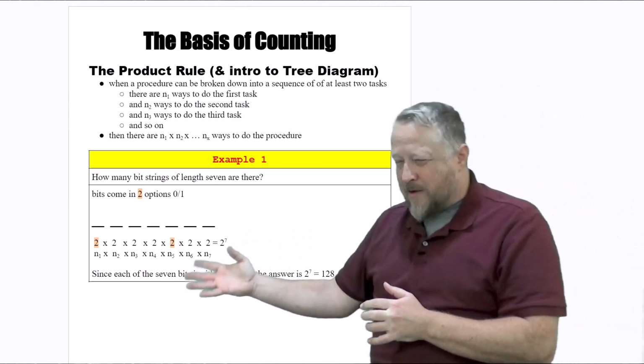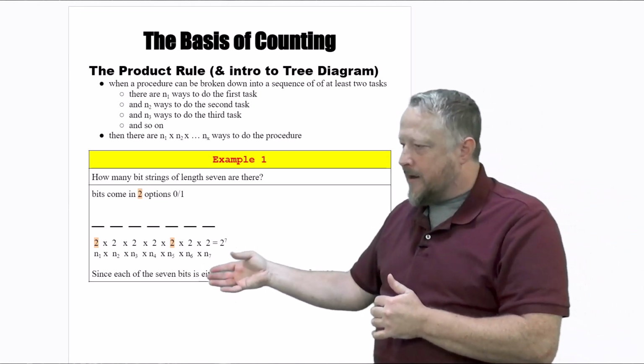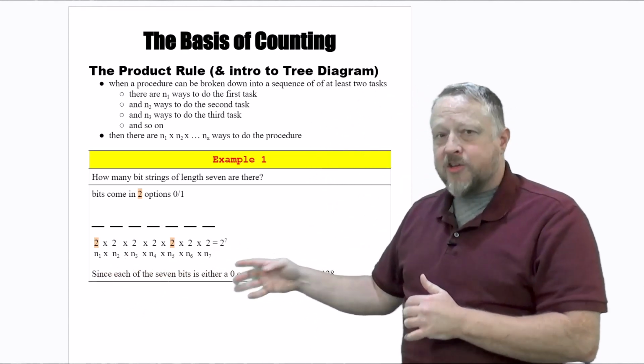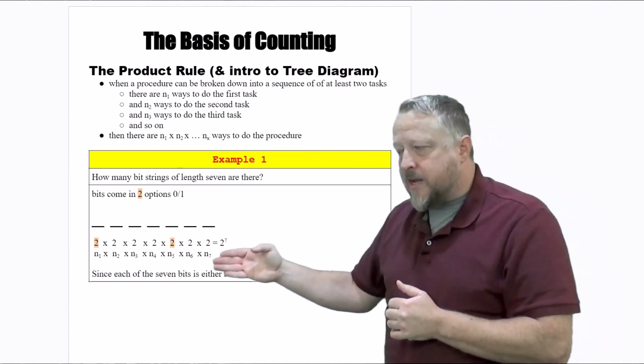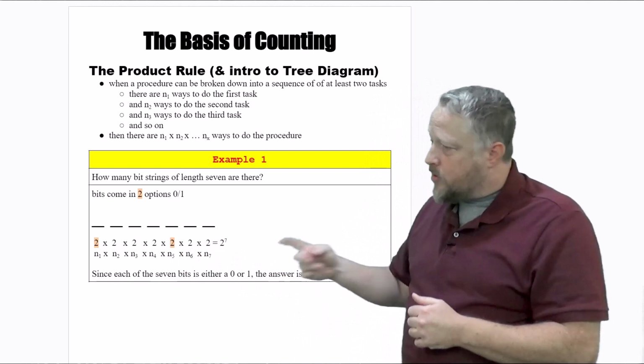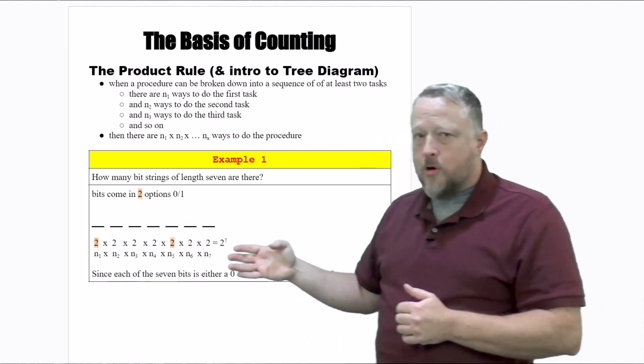If I really wanted to put the equation behind it, I could do my n1, n2 for each one of them, and they would happen to be the same. By the way, in this particular problem they all happen to be 2, because there are only 2 choices that we have, 0 and 1.